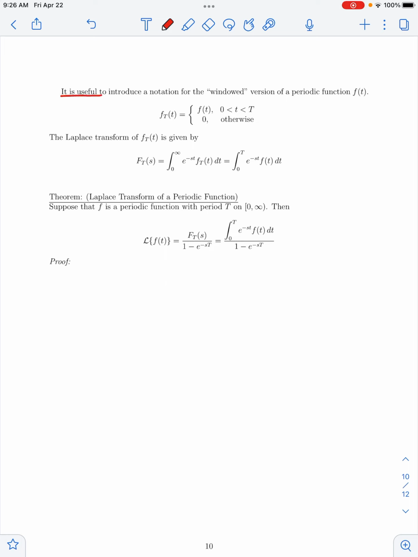I'll mention first, it is useful to introduce a notation for what we would call the windowed version of a periodic function f of t. So let's introduce the following notation. F with the subscript of capital T of t is the function defined by f of t over its initial domain from time 0 up to capital T and 0 otherwise. So this notation for a windowed version of a periodic function is describing one definition of my function over one period.